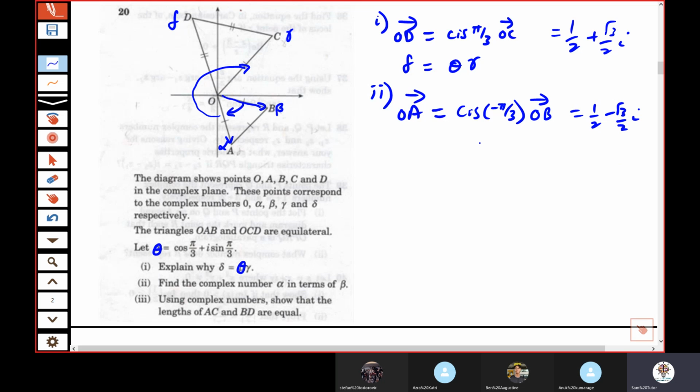So find the complex number alpha in terms of beta. Alpha is equal to cis. You can't say that's negative theta, because it's not. You can't say it's negative theta, so you just got to leave it as cis negative pi on 3 beta.